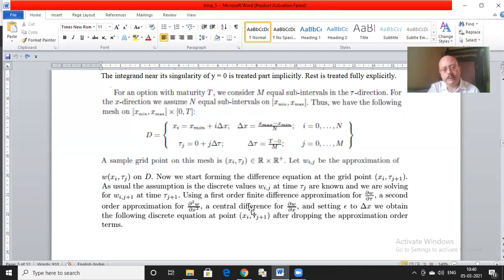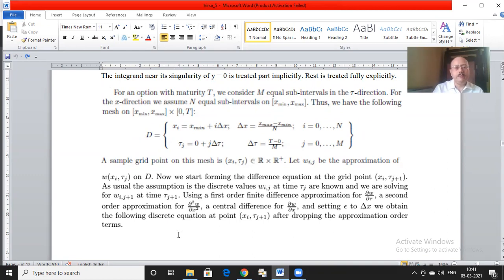So again, this is familiar, so we don't need to detail it further. That's the standard strategy we have been using. So first order for time derivative, second order for second derivative, and central difference for del w del x. And of course, we have to choose an epsilon, and the natural choice for epsilon would be delta x, the grid size. So that's the minimum step that we are allowed on the grid. So epsilon will be equal to delta x. So basically our neighborhood around 0 is minus delta x to plus delta x.